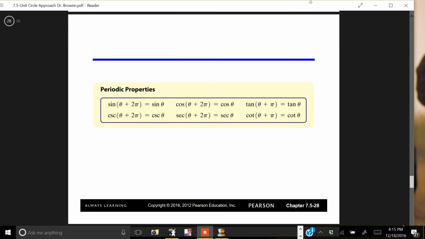So here are periodic properties. For sine, cosecant, cosine, and secant, the period is 2 pi, or the fundamental period is 2 pi. And for the tangent and the cotangent, because of the definition of a tangent and cotangent, the period is pi.